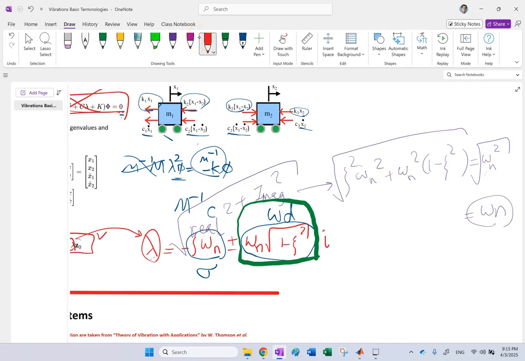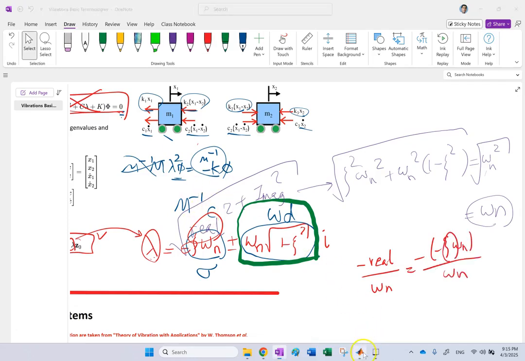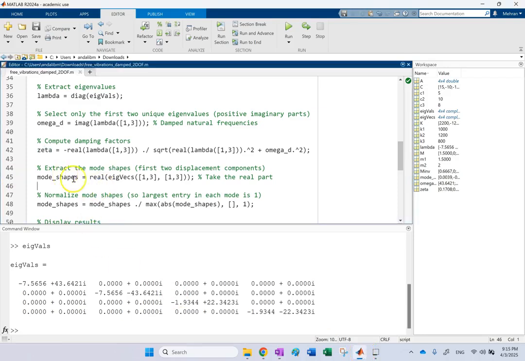And then what? If I divide this real part by omega n with a negative sign, so negative of the real part divided by this omega n, it's going to be negative of negative zeta omega n over omega n. So you will get zeta. Okay, and that is exactly what you see here I'm doing in this code. Look. So this is zeta. If you want, you can do omega n as well. This square root here is exactly omega n.